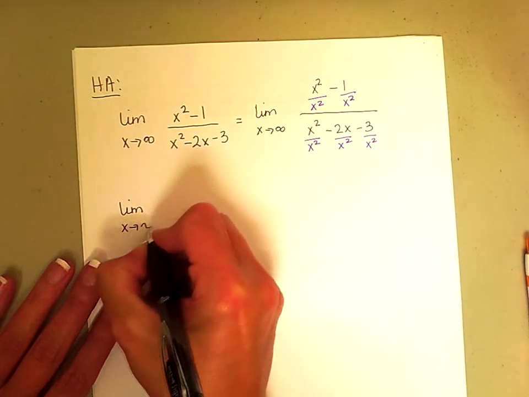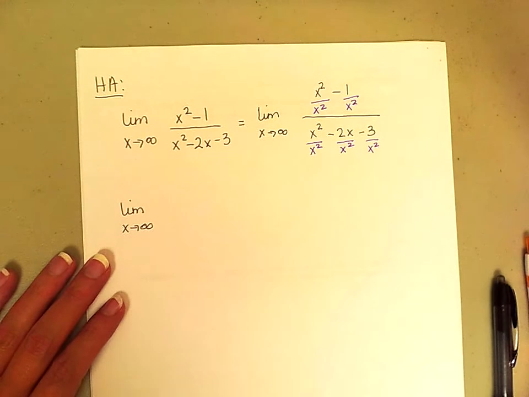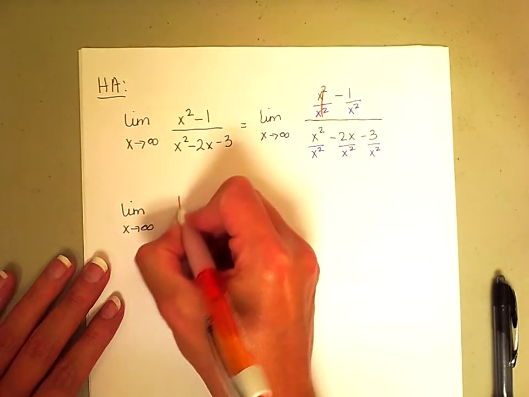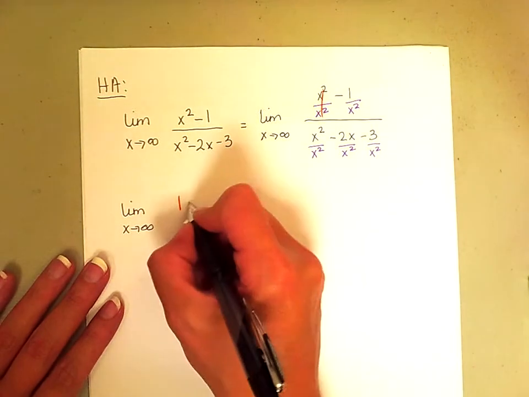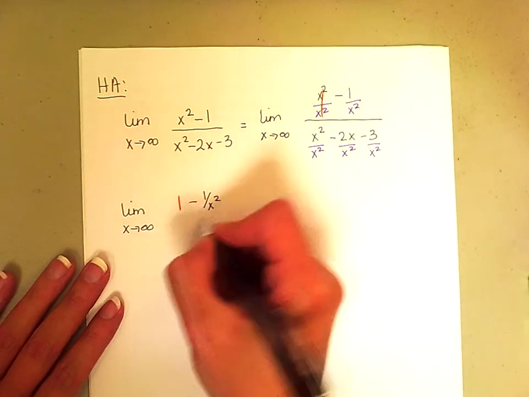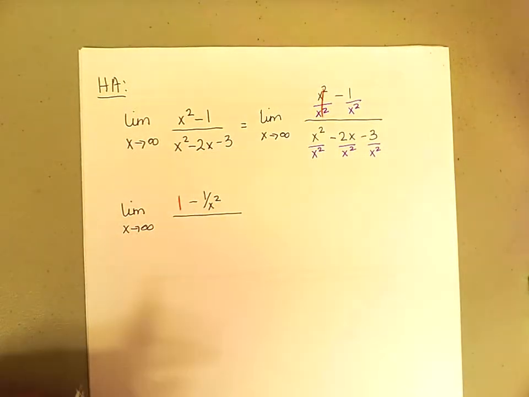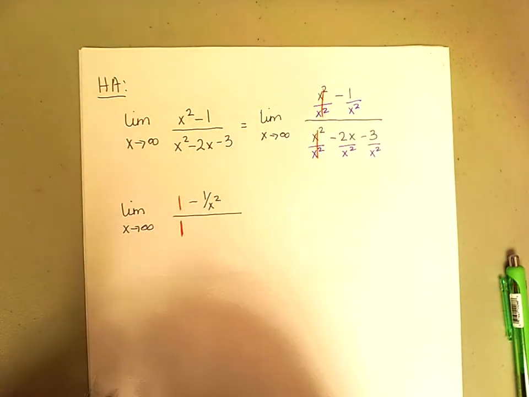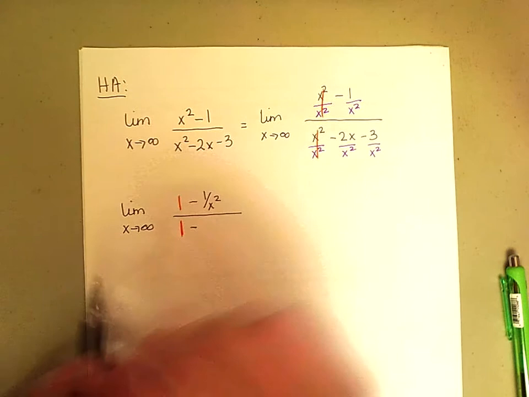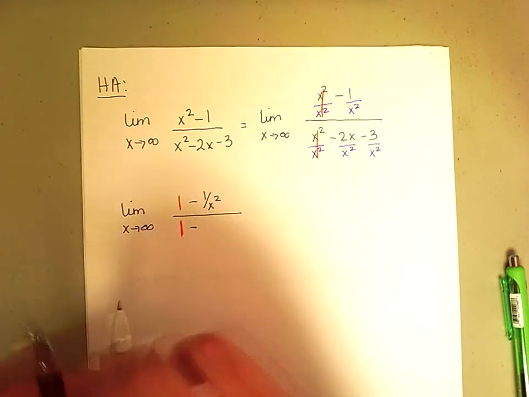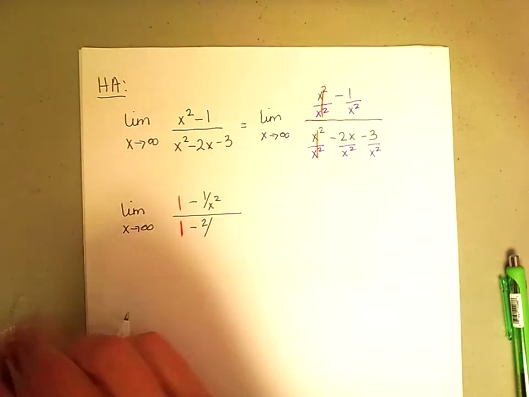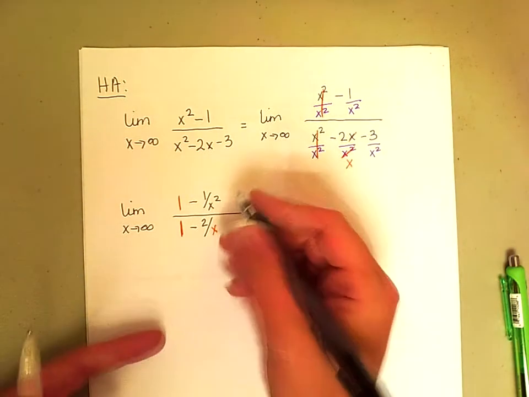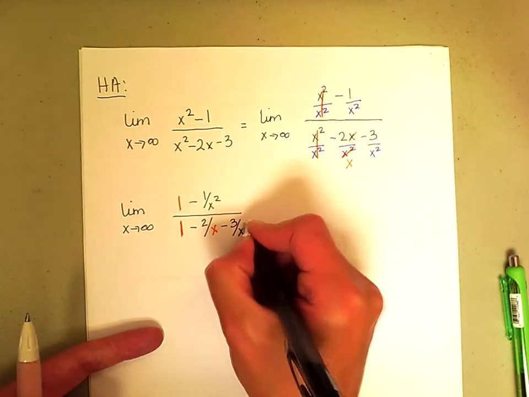Now the limit as x goes to infinity. Let's reduce these. This becomes 1 minus 1 over x squared, over, again this becomes 1 minus, now 2 over x. Okay, there's a single x there, that leaves an x, minus 3 over x squared.